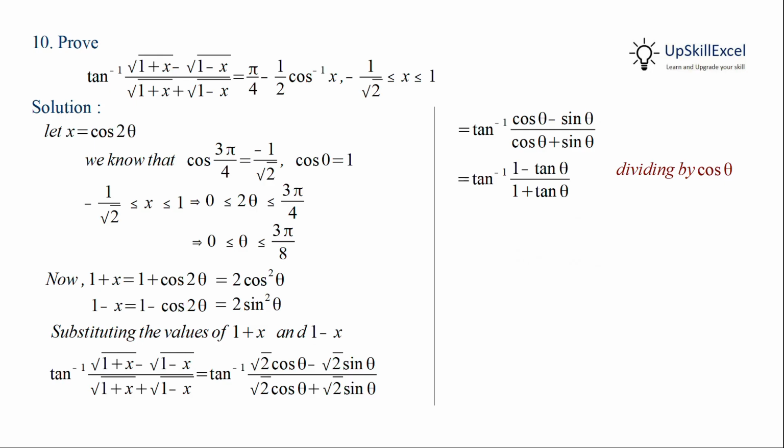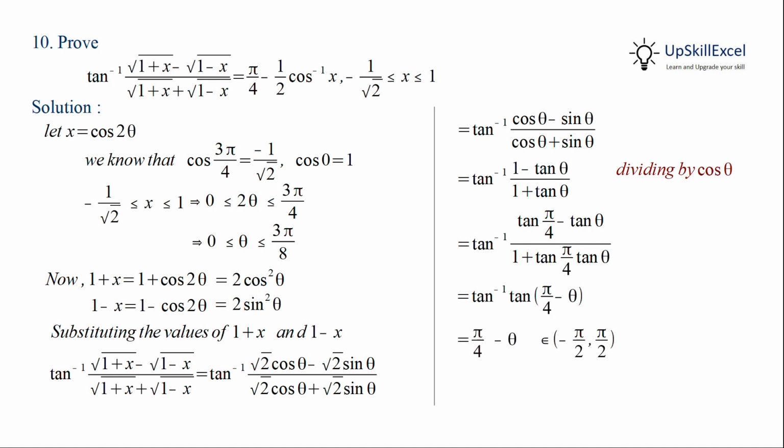So substituting tan pi by 4 equal to 1, we can change it to tan of a minus b format, where a is equal to pi by 4 and b is equal to theta. Replacing this by tan a minus b formula and further simplifying, we get pi by 4 minus theta. Now note here that theta belongs to 0 to 3 pi by 8. So this pi by 4 minus theta belongs to minus pi by 2 to pi by 2, which is the principal branch of tan inverse.